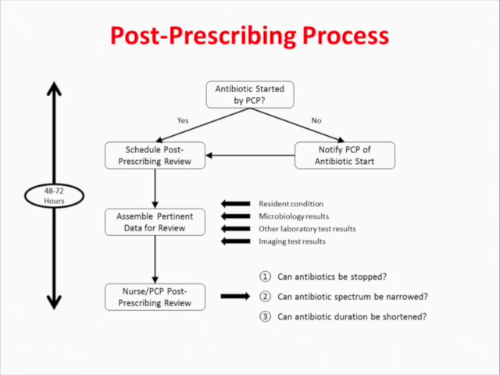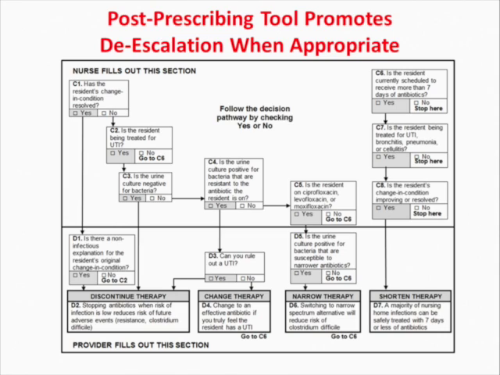review with them. Once we have a post-prescribing review scheduled, we want to assemble pertinent data for that review, including resident condition, microbiology results, and other laboratory test results, as well as imaging test results. During the post-prescribing review, the nurse and the primary care provider will collaboratively identify opportunities to make decisions on whether the antibiotics can be stopped, whether the antibiotic spectrum can be narrowed, and whether antibiotic duration can be shortened.